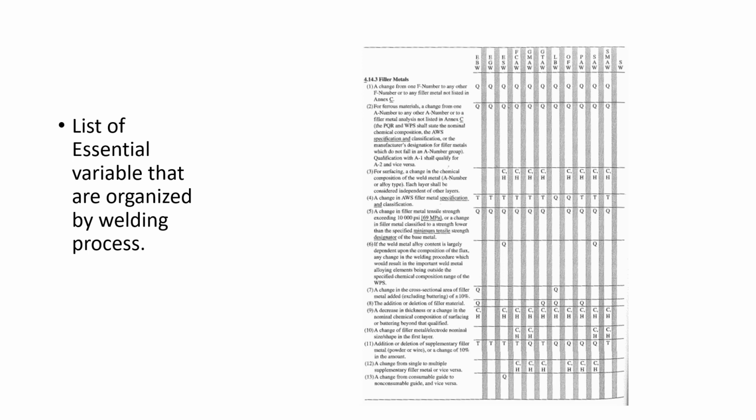There's a list of essential variables, and this is all broken out by the welding process. You can see up there across the top, we've got the various different welding processes, and as you work your way through, it's going to tell you exactly what information you need to have on your WPS. This is the part of the document that drives the information we're going to need to address on our WPS and our procedure qualification test record.